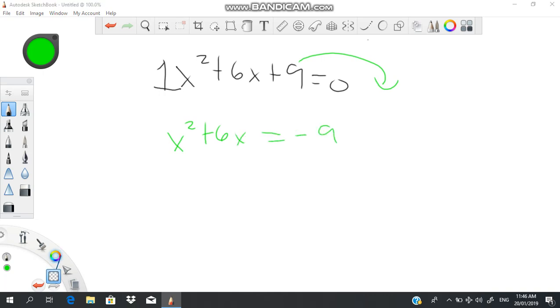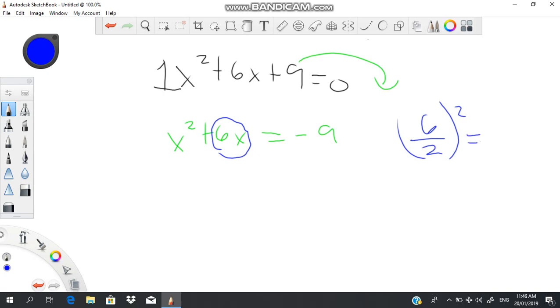Now what you're going to do next is divide your b by 2 and square it. So 6 divided by 2 squared. That's 6 divided by 2 is 3, squared. That's 9. Once you've gotten the answer, you're going to add it to both sides of the equation. So it's going to be x squared plus 6x plus 9 equals negative 9 plus 9.